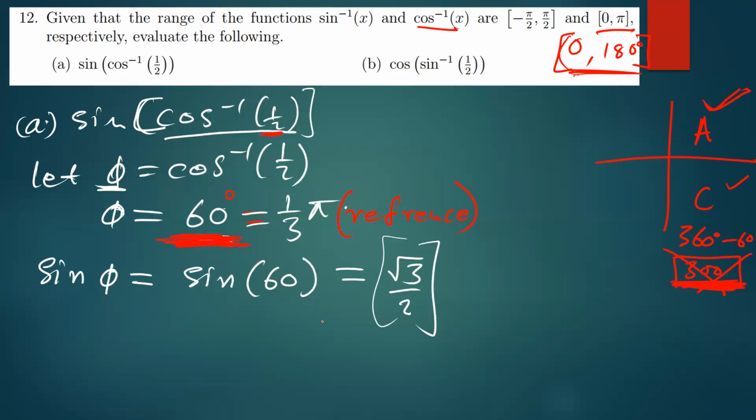Then the second answer will be found by putting 60 where there's phi, where there's this part. We put the solution where there's cos inverse of half. So when we put the solution there, we get root 3 over 2 as our solution. And this solution, we can also try to test it.